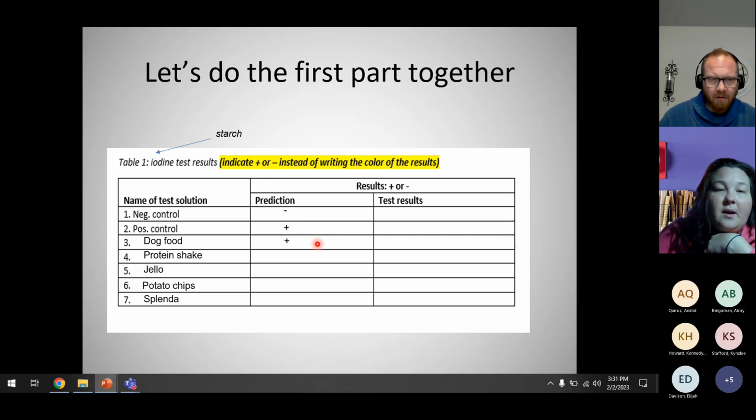Protein shake. Well, that's protein. It's probably not going to have starch, so I'm going to put a negative there. Jell-O. I can't imagine that would have starch in it. So that's a negative. Potato chips. Potatoes are purely starch. Like starch, fat, and salt, all the good things in the world. So I'm going to put a positive prediction there. And Splenda, well, Splenda has like nothing in it, so I'm going to put a negative result for that.